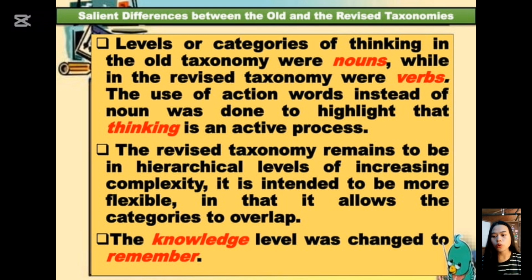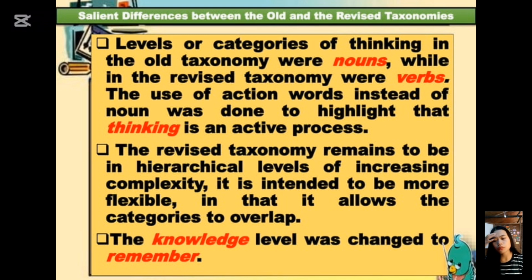Number 2, while the revised taxonomy remains to be in hierarchical levels of increasing complexity, it is intended to be more flexible in that it allows the categories to overlap. Hierarchical means different rank or position depending on how important they are.